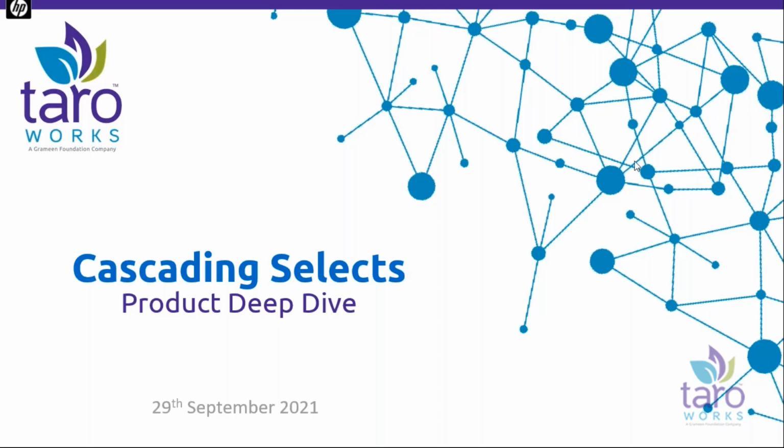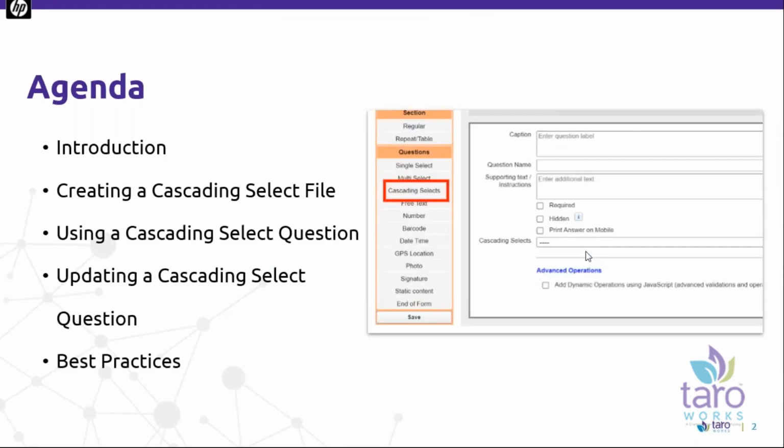In today's agenda, we are going to look at an introduction to Cascading Selects. We shall see a demo on how to create and upload a CSV file in Salesforce. Another demo on how to add a Cascading Select question on the form builder. Then finally on demo, we shall see how to update an option set when adding or changing a level in a CSV file. And finally, we shall look at some of the best practices when using Cascading Select.